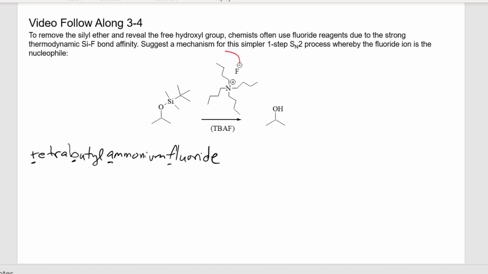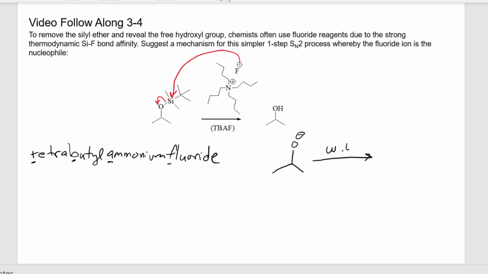Now the fluorine simply finds its way to the silicon, and the silicon exchanges the stronger bond, revealing your O-, and then you work it up under acidic conditions to reprotonate and reveal your alcohol. Easy peasy. This one's pretty straightforward. You just had to understand that the reason this happens is because of a more thermodynamic bond exchange.